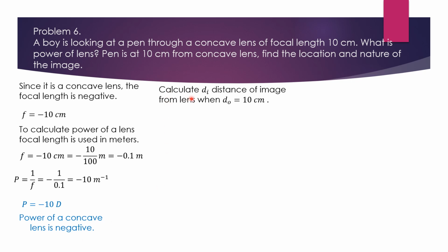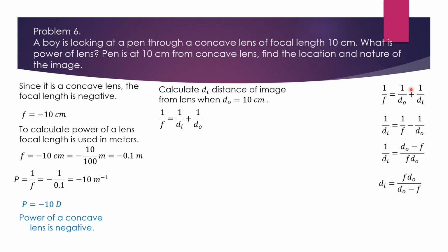Now calculate di, the distance of the image from the lens, when do is 10 centimeters. Again, using the lens equation, 1 over f is equal to 1 over di plus 1 over do. Since we need to find di, we make di the subject, and we have done this earlier as well on the sidelines. Finalizing it, di is equal to f do over do minus f.